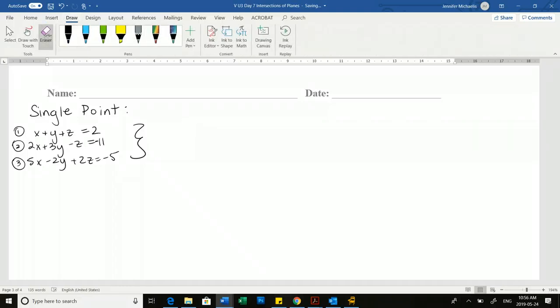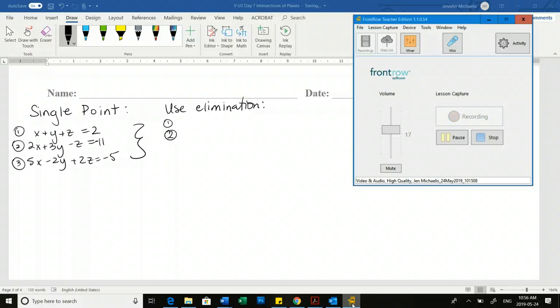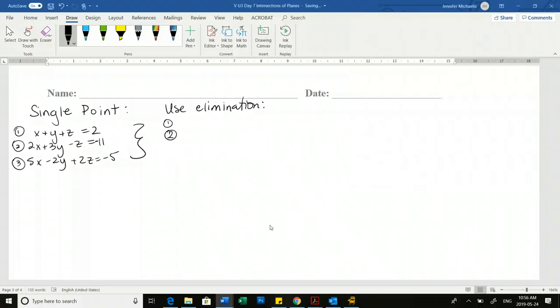What were you going to say, Aiden? Yeah, I was just going to say, we'll just add them. Yeah, perfect. So we'll take equations 1 and 2, and we're going to use elimination. Okay, just double checking. Okay, so let's stack these. We're going to cancel the z's because they're super easy to cancel. One's positive and one's negative, so we'll add these two. So we'll get 3x plus 4y equals negative 9.